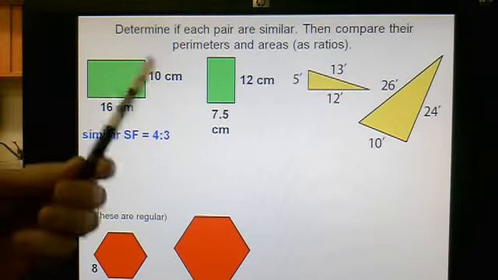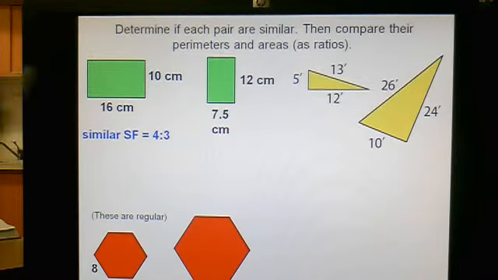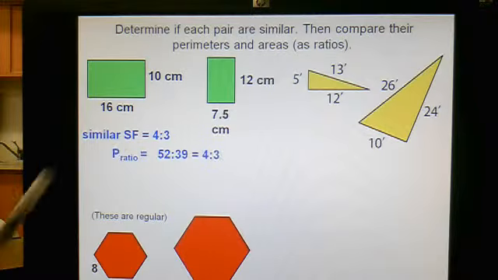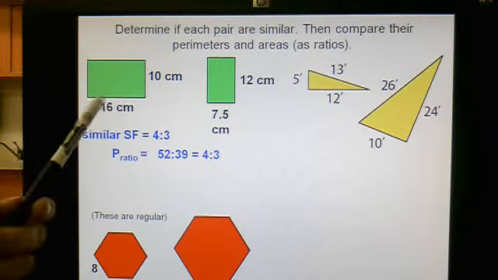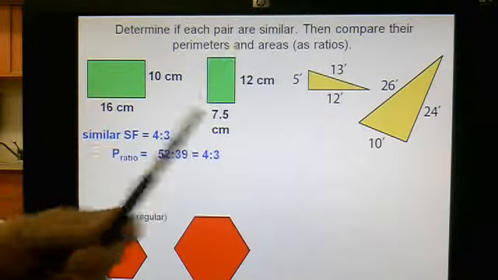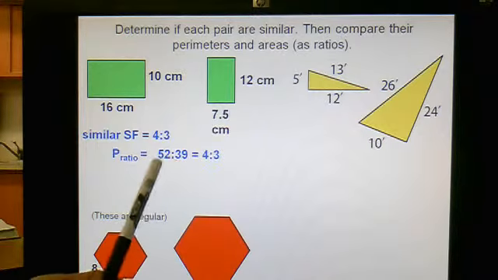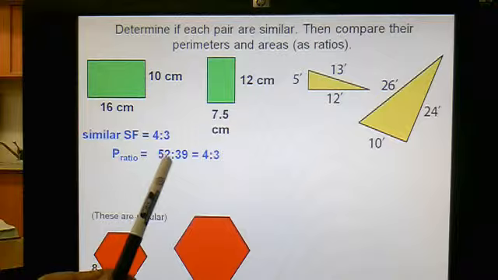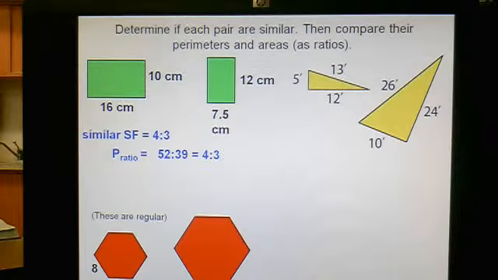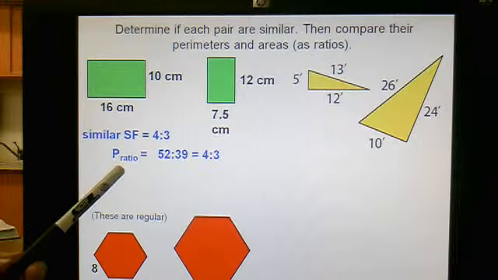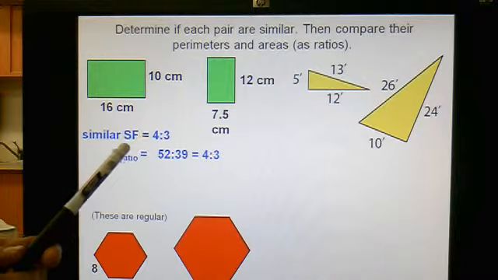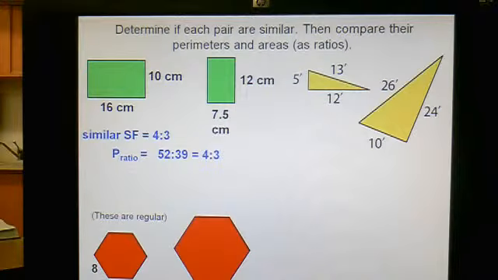The perimeter of this thing, compared to the perimeter of this one, interestingly ends up simplifying to the same 4:3 ratio. This perimeter is even 52. This one ends up being 39. If you reduce this, if you divide both of these by 13, you get back to a 4:3 ratio, which may sound kind of familiar because we did this in Chapter 7. This is kind of a review, that the perimeter ratio is equal to the scale factor, that's what I'm using SF for, for similar figures.